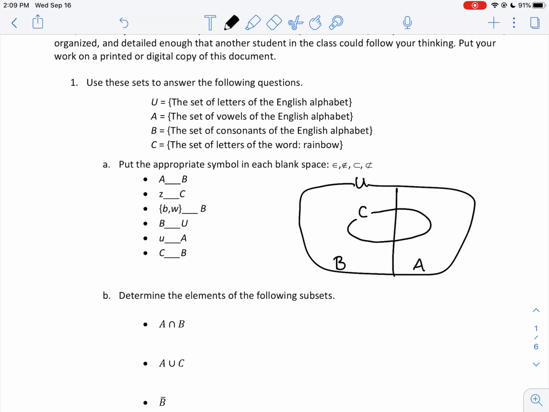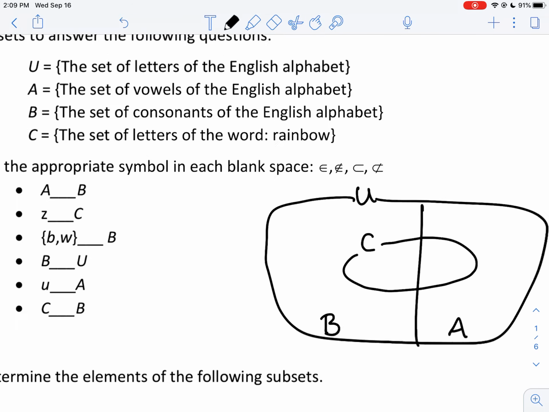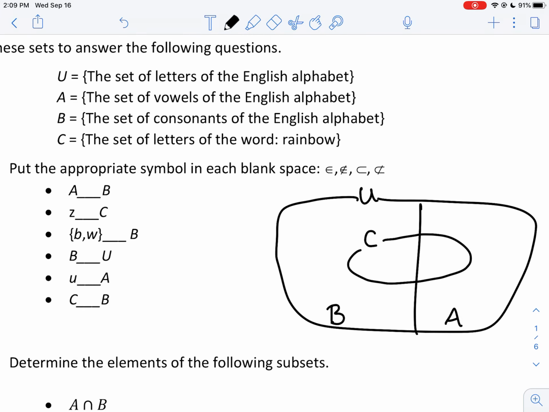Put the appropriate symbol in each blank space. Now remember this, let's zoom in right here. This symbol here is an element of, is not an element of, is a proper subset of, is not a proper subset of. Proper subset meaning that it's a set that's a subset but not equal to the set.